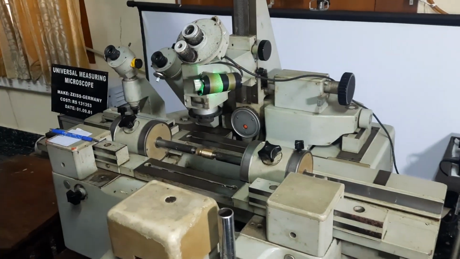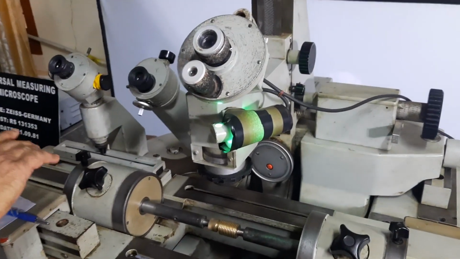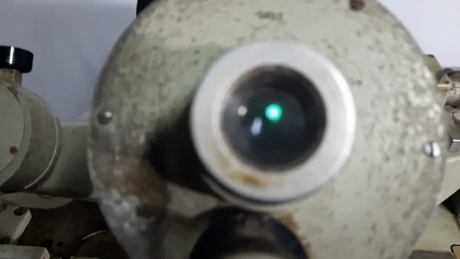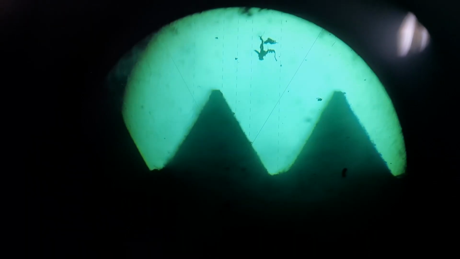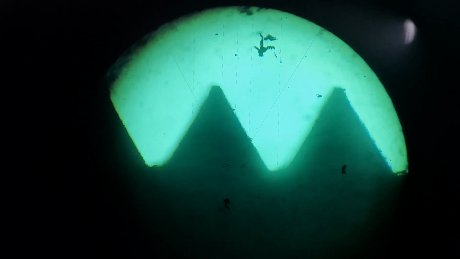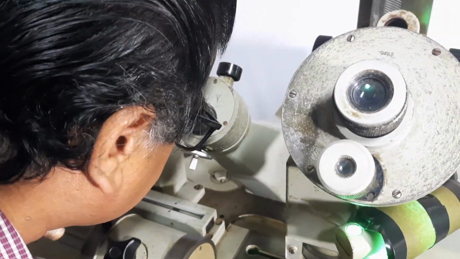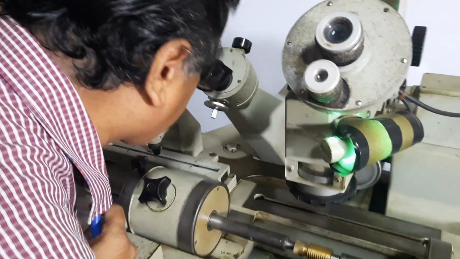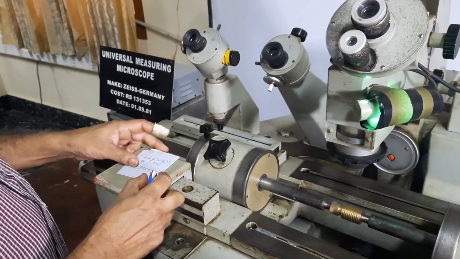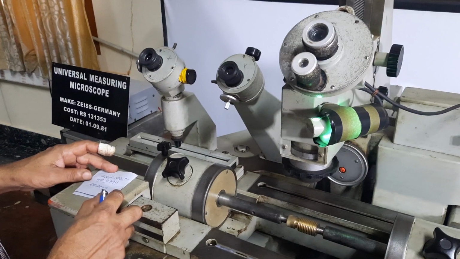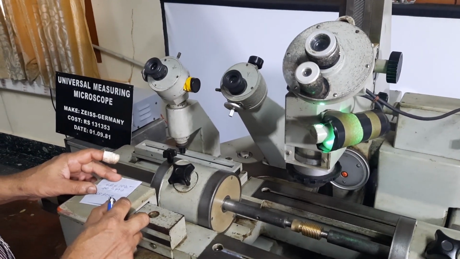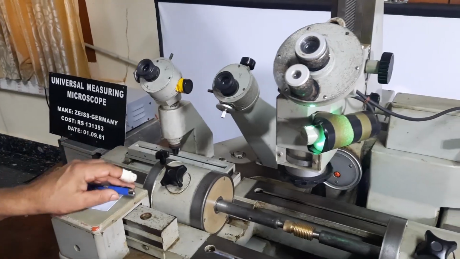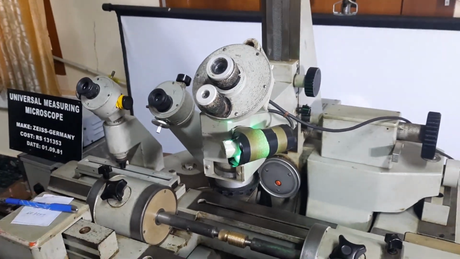Now the horizontal reference line is along the root of the thread. The reference line coincides with one side of the root of the thread. The reading is 60.8954. That is the initial reading for core diameter. Now move the same reference line to the other side of the thread.